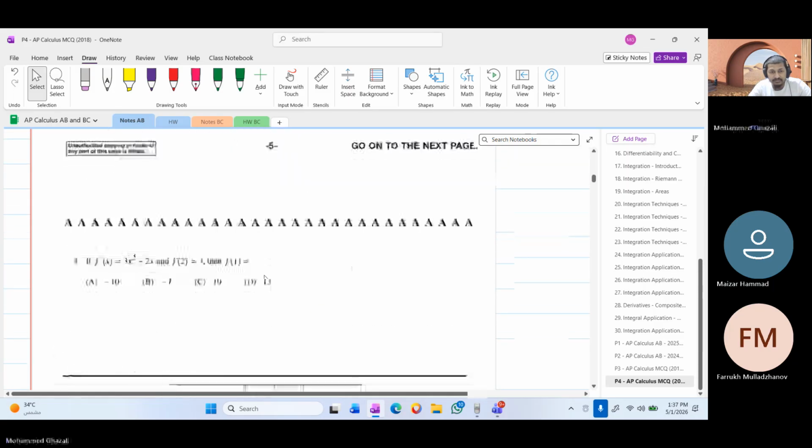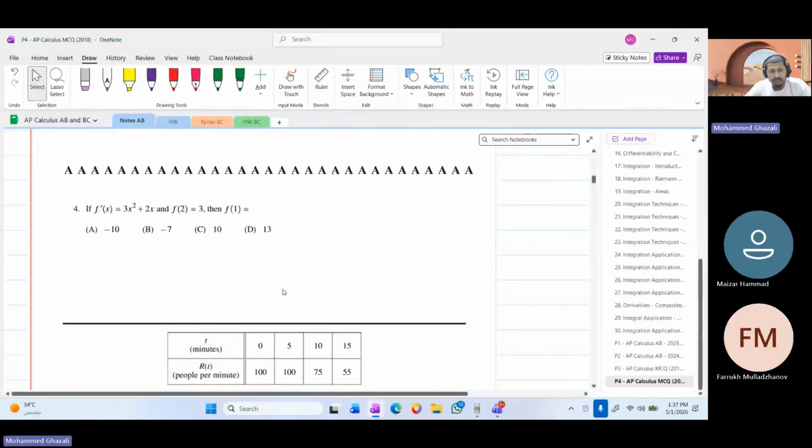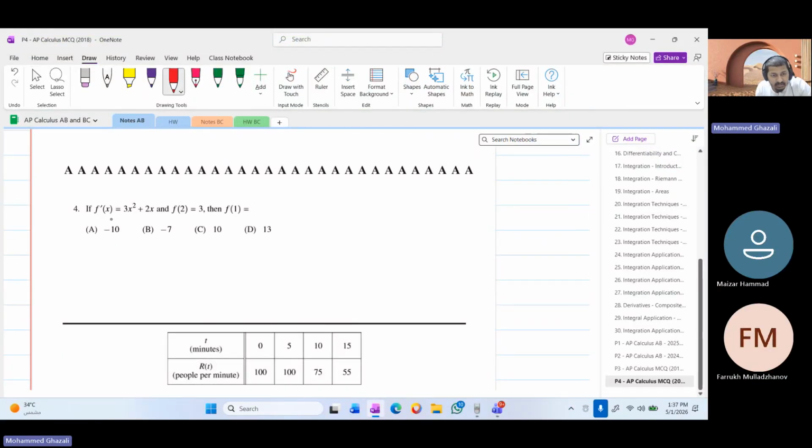Excellent. Question 4. If f prime of x is equal to 3x squared plus 2x, and f of 2 is equal to 3, then f of 1 is equal to what? First you need to integrate, because you need to find f of 1, so you need to find the antiderivative. Integral of 3x squared plus 2x gives x cubed plus x squared plus c, which is f of x.